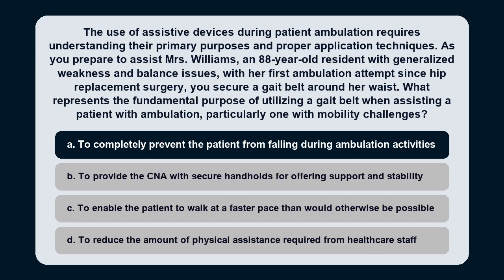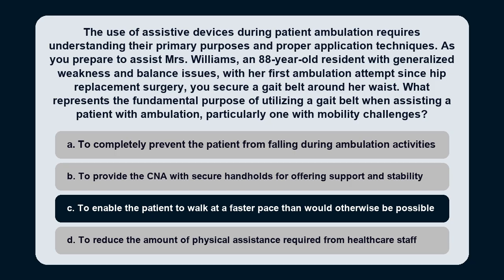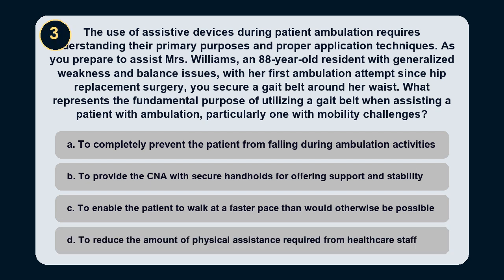challenges? Option A. To completely prevent the patient from falling during ambulation activities. Option B. To provide the CNA with secure handholds for offering support and stability. Option C. To enable the patient to walk at a faster pace than would otherwise be possible. Option D. To reduce the amount of physical assistance required from healthcare staff.